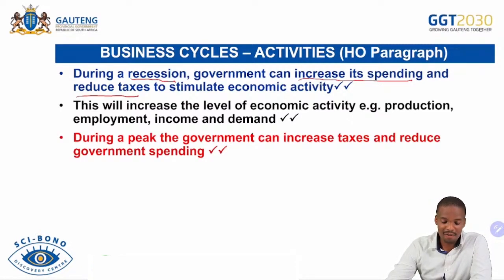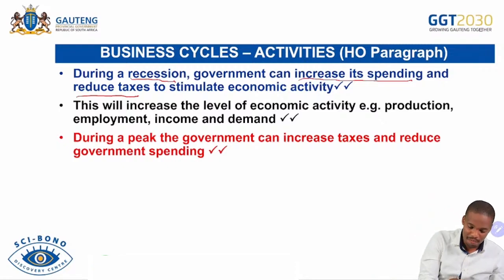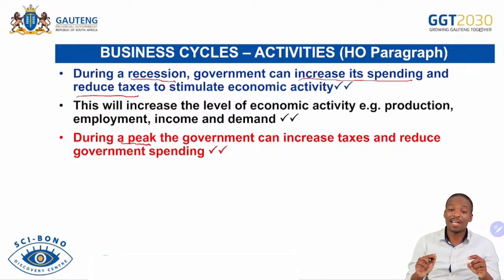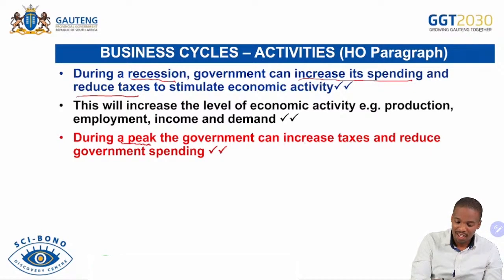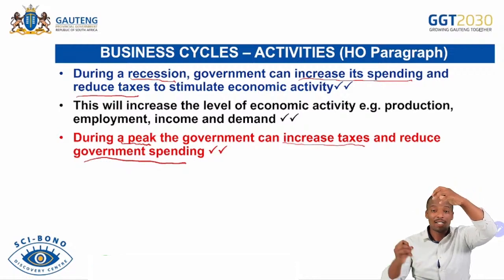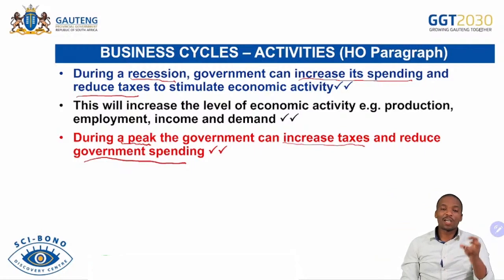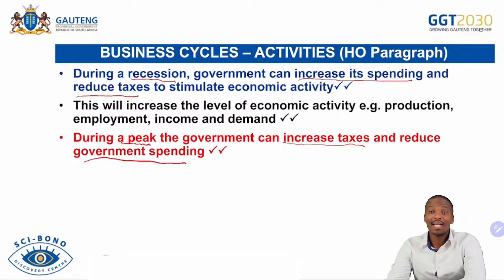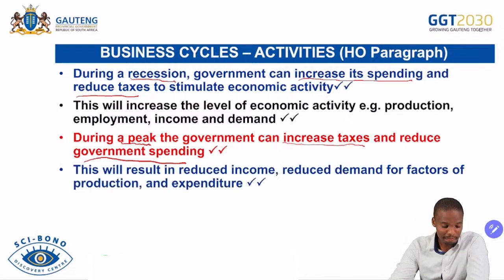During a peak, the government can increase taxes and reduce government spending. Now, this is the opposite of the first one. During the peak, which is the highest turning point, how can the government apply fiscal policy? They can apply it by increasing taxes and reducing what? Government spending. The economy is already overheating. So if the economy is overheating, to control that, reduce people's disposable income by doing what? By increasing taxes and by reducing government spending. You are trying to control the disequilibrium that may occur. This will result in reduced income, reduced demand for factors of production, and also reduced expenditure in that regard.